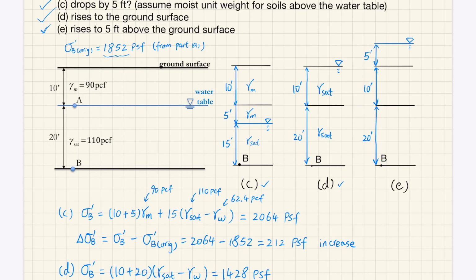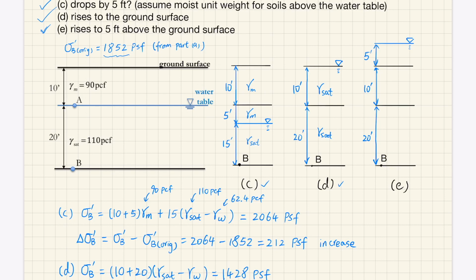You get a negative. This means that the effective stress after the water table rises to the ground surface actually decreases by 424 psf. Decrease.